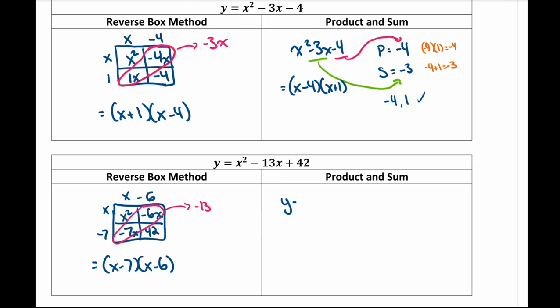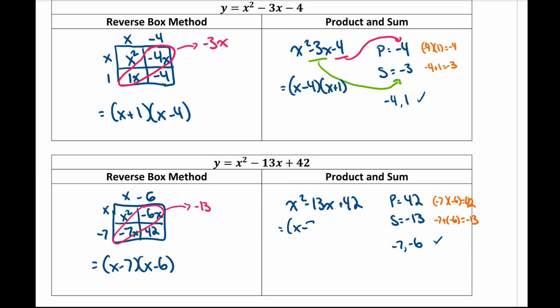And the same thing is true if we do it in the product and sum method. It's the same idea. Two numbers that multiply to 42, but they add to negative 13. So when we go through and do our factors, it's negative 7, negative 6. You can test this. Negative 7 times negative 6 equals 42. Negative 7 plus negative 6 equals negative 13. So that does work. So then we get x minus 7 and x minus 6 as our two factors.